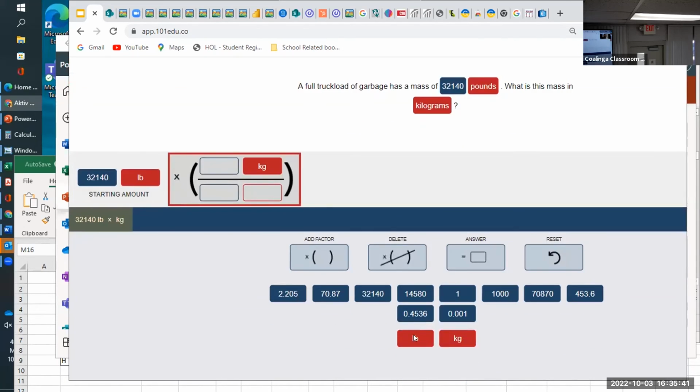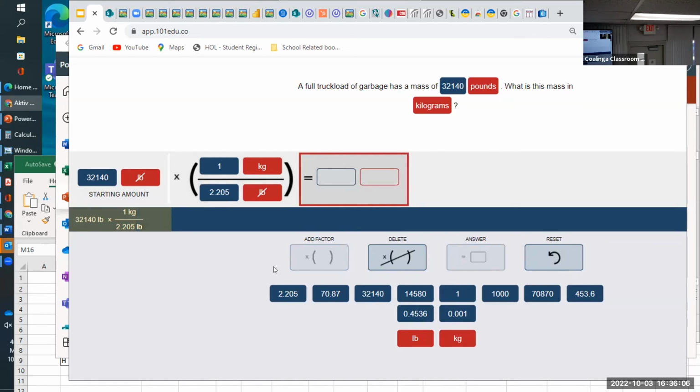I always used to put pounds on the bottom. See, that's probably right, because the pounds can just cancel out. Remember, the one you're getting rid of is the one that goes on the bottom. And we know that 1 kilogram is 2.2 pounds. Okay, and then you have to put equal, I think.